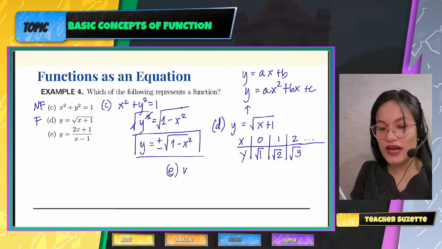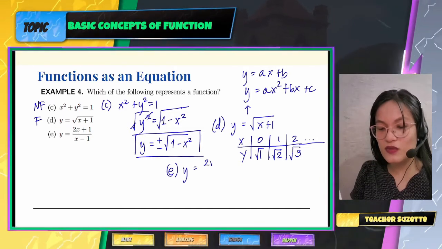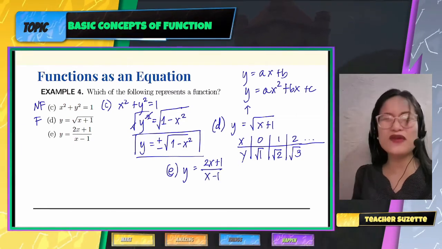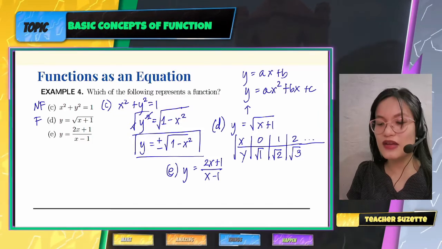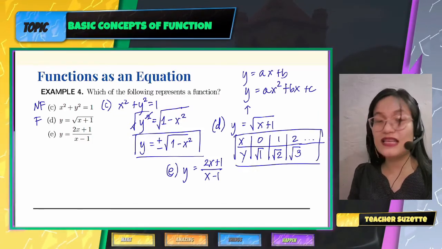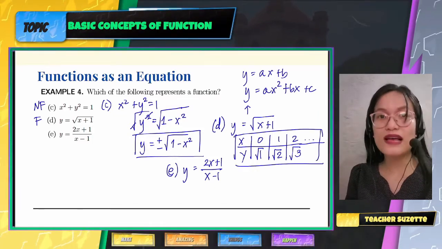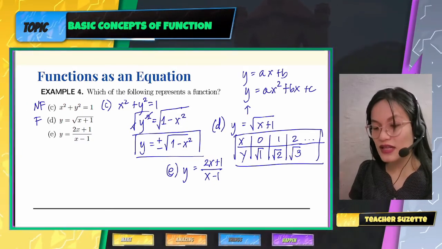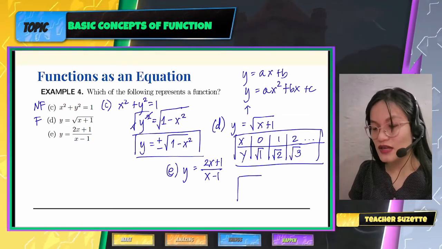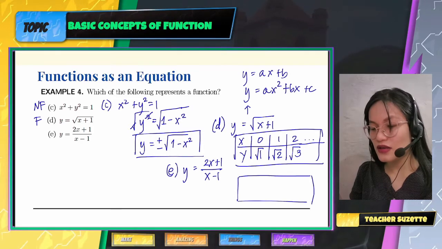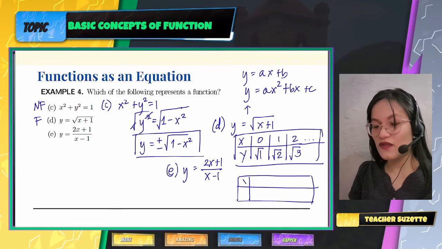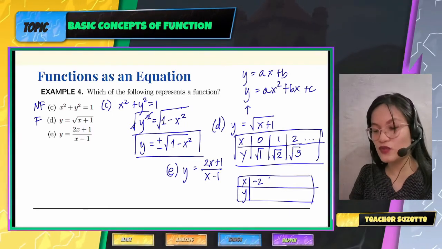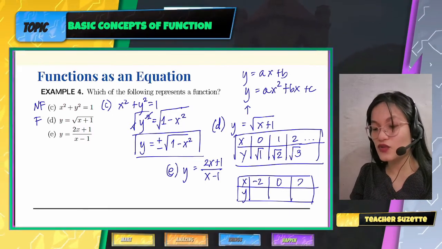So, you have y is equal to (2x + 1) over (x - 1). So, baka may nagtatanong, ma'am, ano pong ginawa mo to solve this table? Actually, what I did is just simple substitution lang ng ating mga values. Ganun din, gawin natin for this one. Let's construct a simple table of values of x and y. So, substitute tayo ng mga value. Halimbawa, negative 2, 0, and 2.